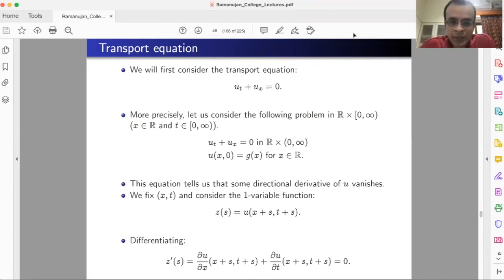So I get du/dx evaluated at this x plus s comma t plus s, and then I need to differentiate x plus s with respect to s. That gives me 1, plus du/dt evaluated at x plus s comma t plus s, times the derivative of t plus s with respect to s, which is 1. But I'm given that u_t plus u_x vanishes in the entire R cross (0, infinity), which means that my z prime of s is equal to 0.